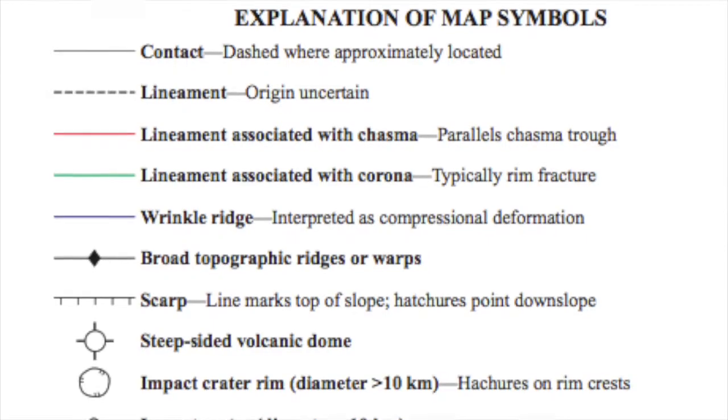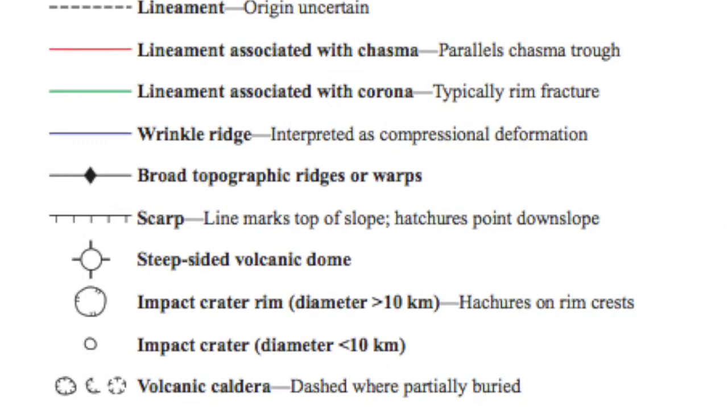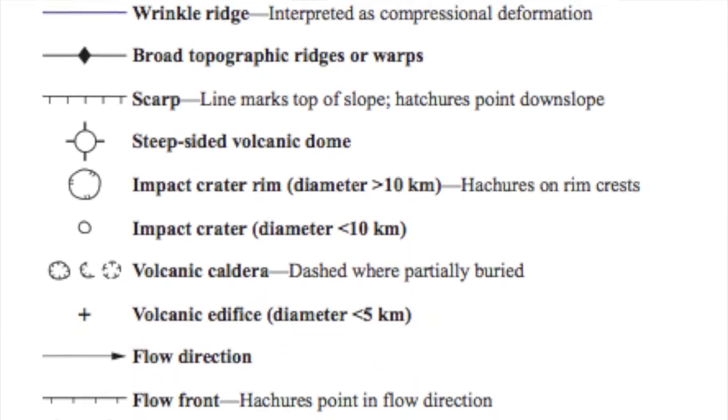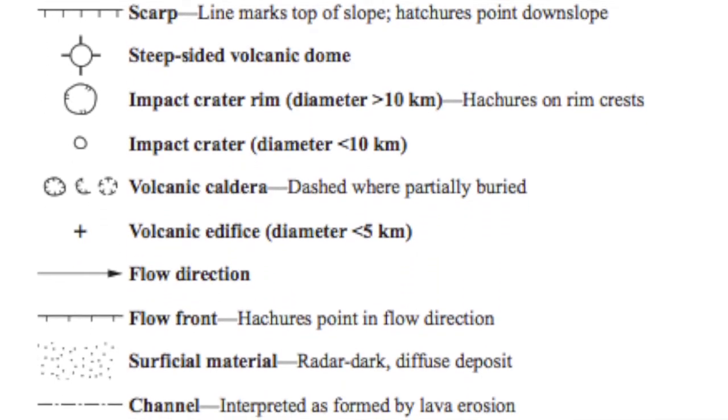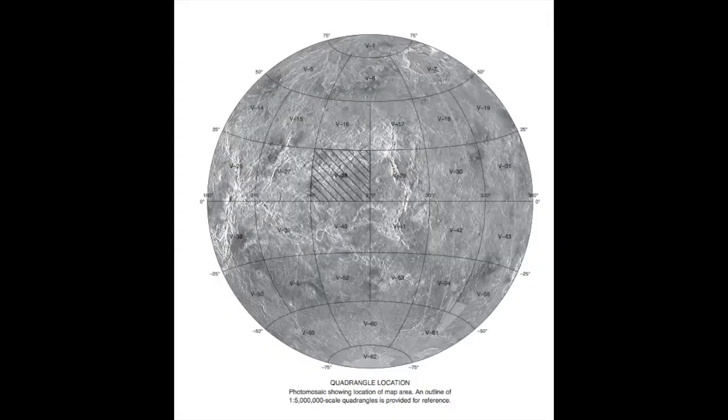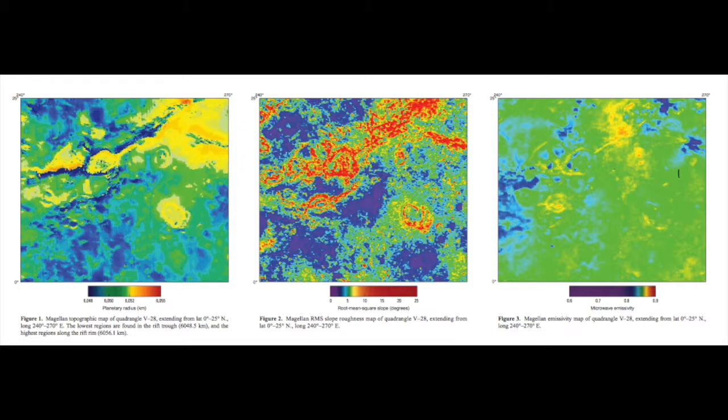You'll also note the lines in the bottom corner. This entire section is basically just a big map key. A certain kind of line is a fracture, another kind is a scarp, which is a cliff sort of thing. What you see here is the location of the Hecate Quadrant on Venus, right there in the middle. And these colorful images are topographic, roughness, and emissivity maps, respectively. All of these images actually come from the Magellan spacecraft.